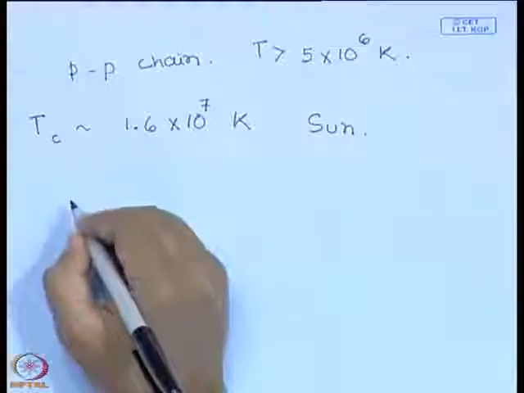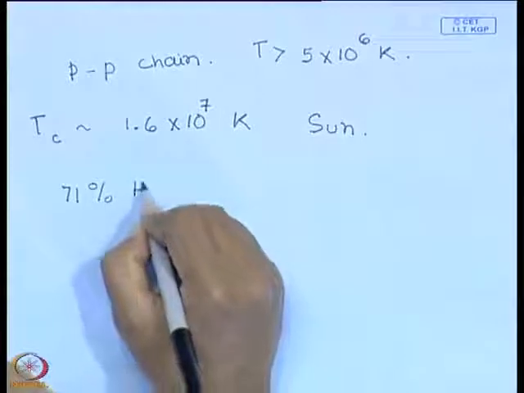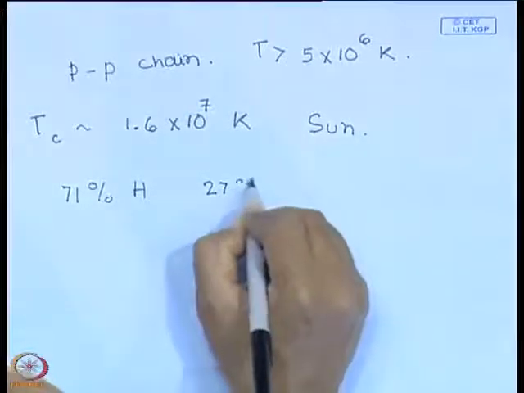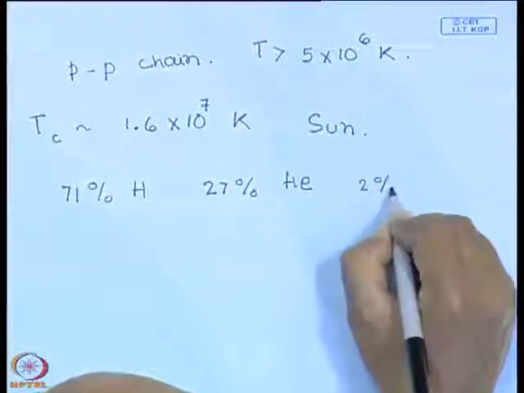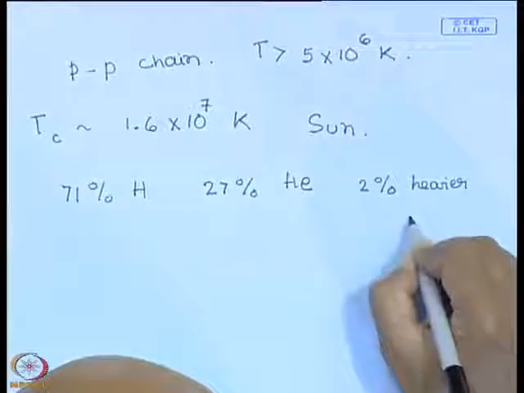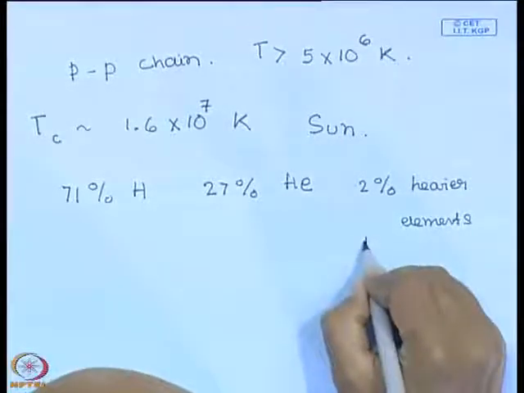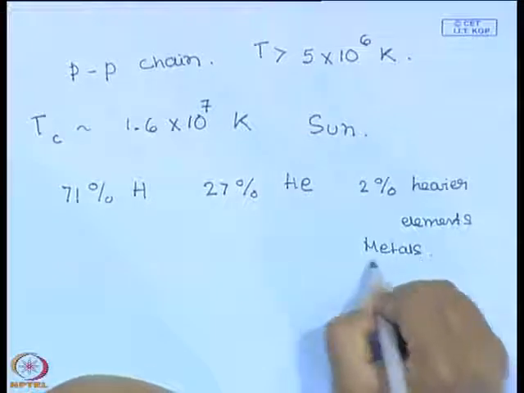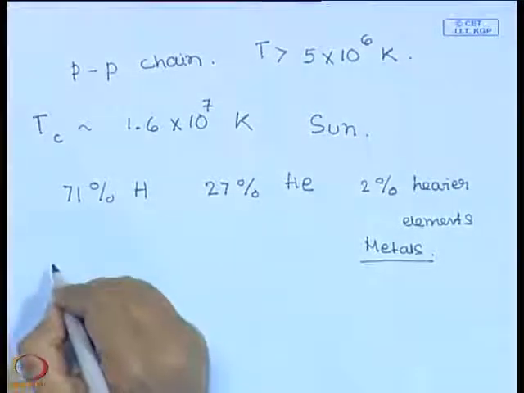The core of the sun, the solar constitution at the beginning, we know that it is 71% hydrogen, 27% helium, 2% heavier elements, which in astrophysics are known as metals. So, anything heavier than hydrogen and helium we refer to as metals. And this is the standard solar abundance.